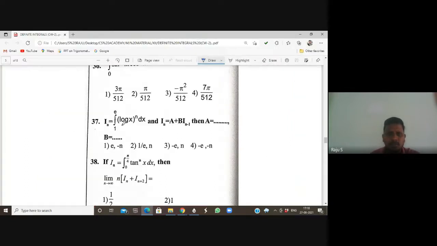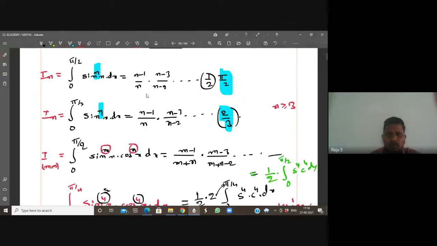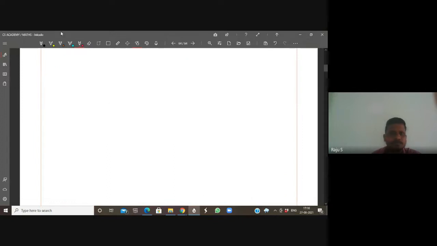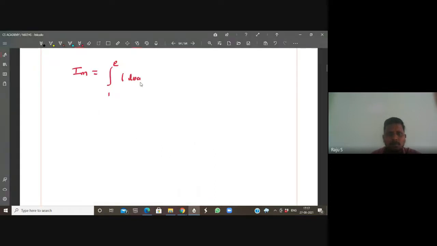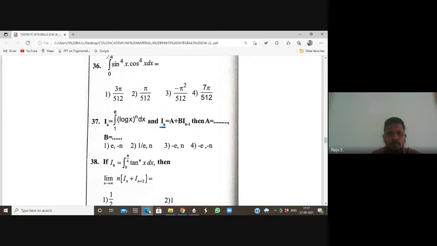Here in the question, the power is n so it can be represented with I n. When we expand, the LHS is the same, I n alone, here also I n. When we expand this RHS, we are going to get it in this form, then for what values of A comma B will it be in the form of A plus B into I n. So it's a simple, logical question actually. Take the given formula, I n is equal to the integral from 1 to e of log x whole to the power of n into dx.